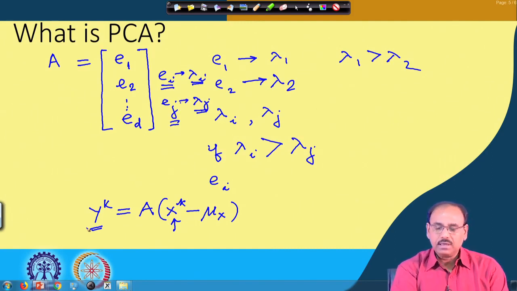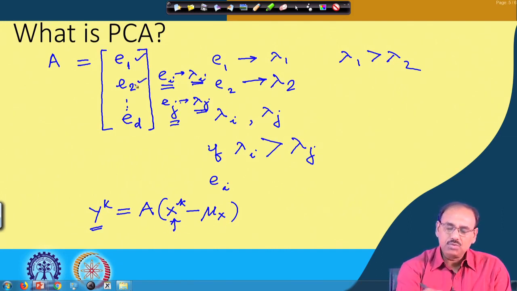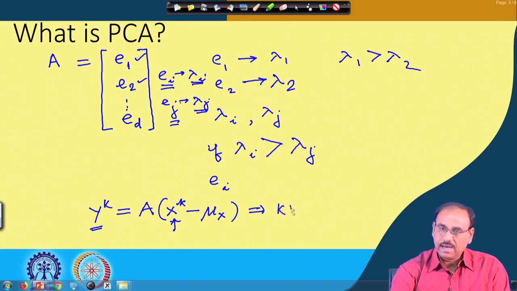So, if you look at this transformation, what is it doing? If I take the first component of A times x k minus mu x, the vector x k minus mu x is being projected onto vector E1, because this is nothing but the dot product of E1 with x k minus mu x, that gives me the first component of y k. Similarly, the dot product of x k minus mu x with E2, which is the second row in my transformation matrix, gives me the second component of y k, right. So, this transformation that you get, this is what is popularly known as KL transformation.